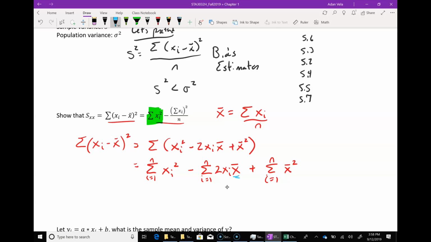So this value here, actually two values. The value 2 has nothing to do with this summation, right? And this x bar has nothing to do with the summation, right? You're only incrementing the i, which is changing this xi value. So what that lets us do is pull out these two terms.